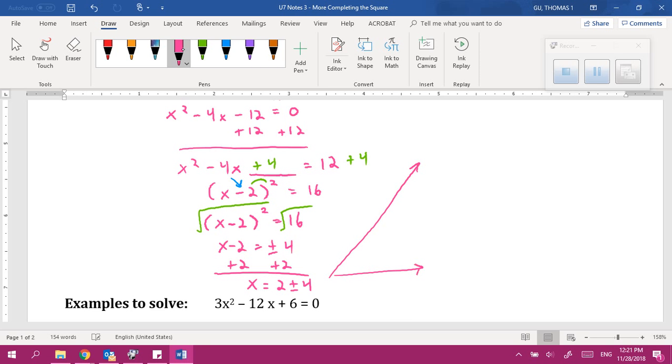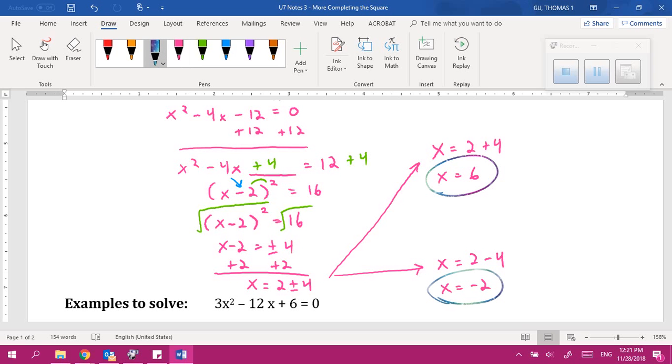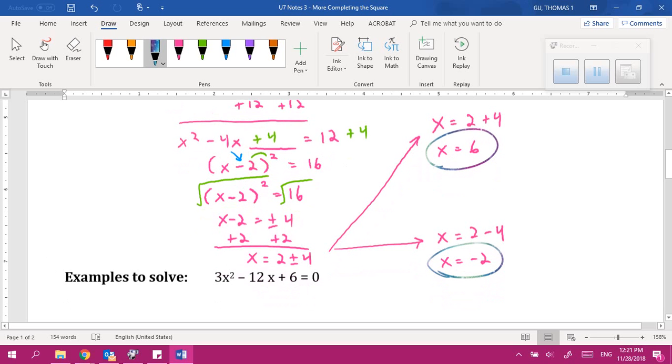So one of your equations, like you said, would be x equals 2 plus 4. And the other equation would be x equals, what is it? 2 minus 4. Good. Okay, so what's 2 plus 4? 6. So x equals 6 is one of my answers. What is 2 minus 4? Negative 2. So that's my other answer. X equals negative 2. Very good. All right. Next one.